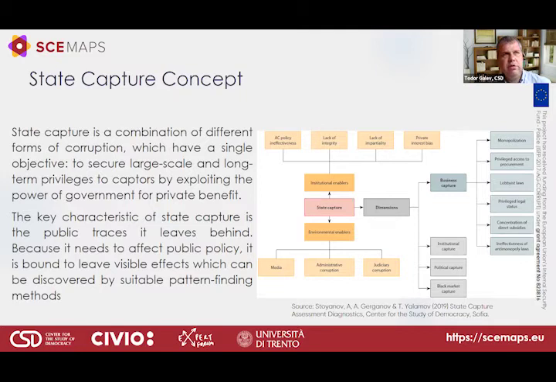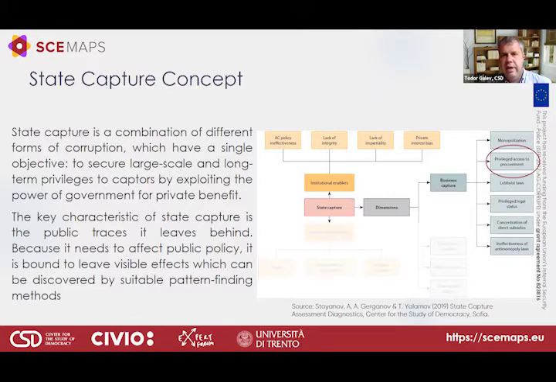And both methodologies that Sasha presented and the one that I'm presenting are actually this kind of pattern finding methods that try to quantify the results of state capture process, because state capture processes are in most of the cases hidden and very difficult to be uncovered.